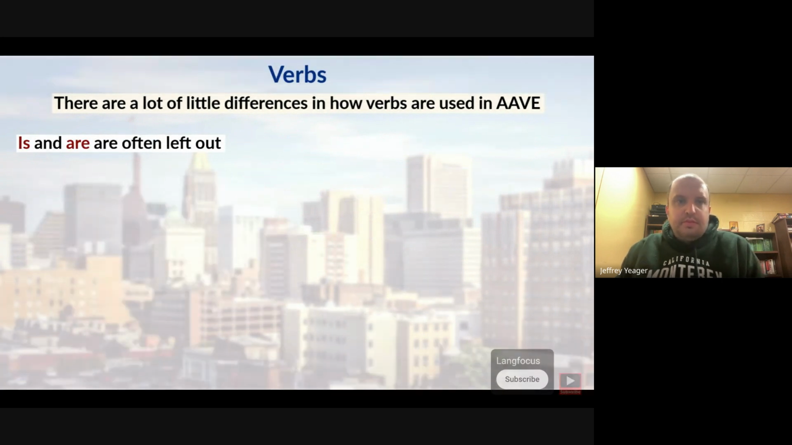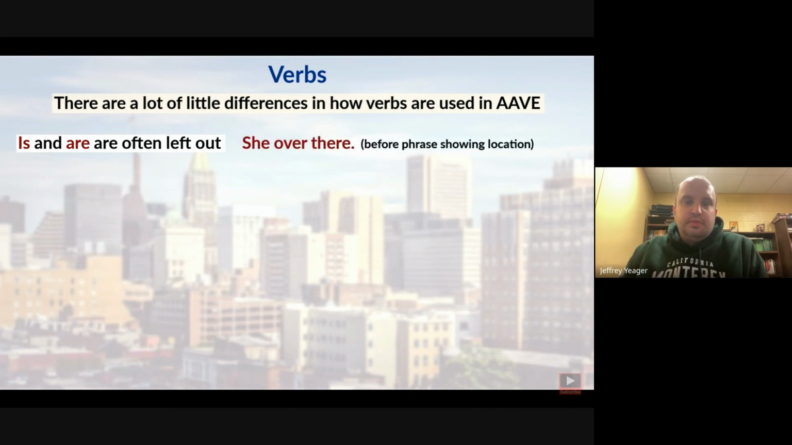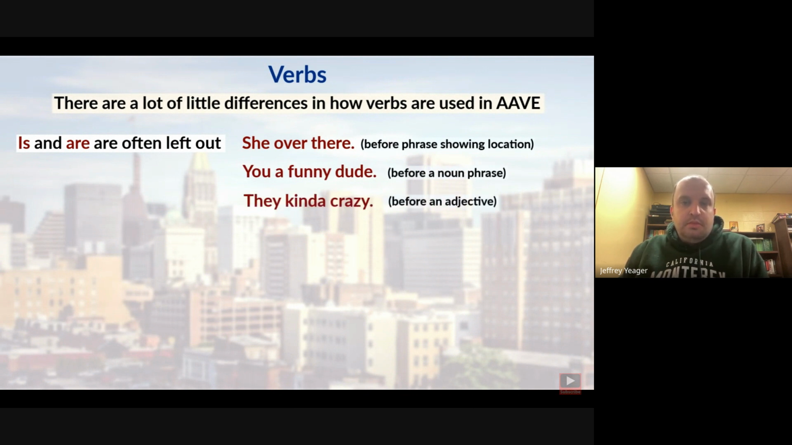First, is and are often left out. She over there. That's before a phrase showing location. You a funny dude. That's before a noun phrase. They kinda crazy. And here it's left out before an adjective. They're also left out before the present progressive ing. He don't know what he's talking about.